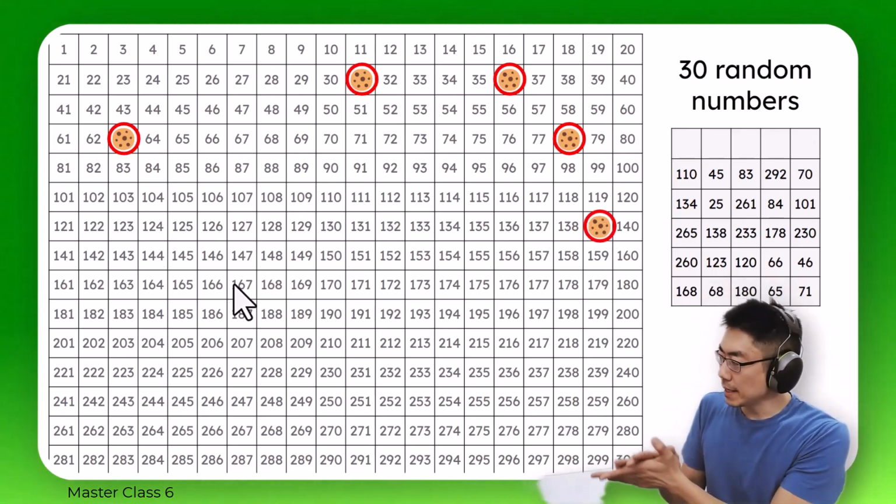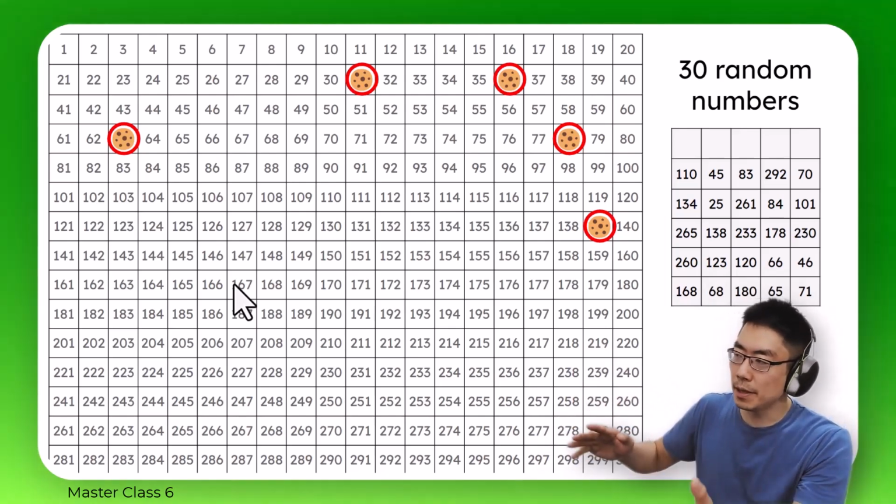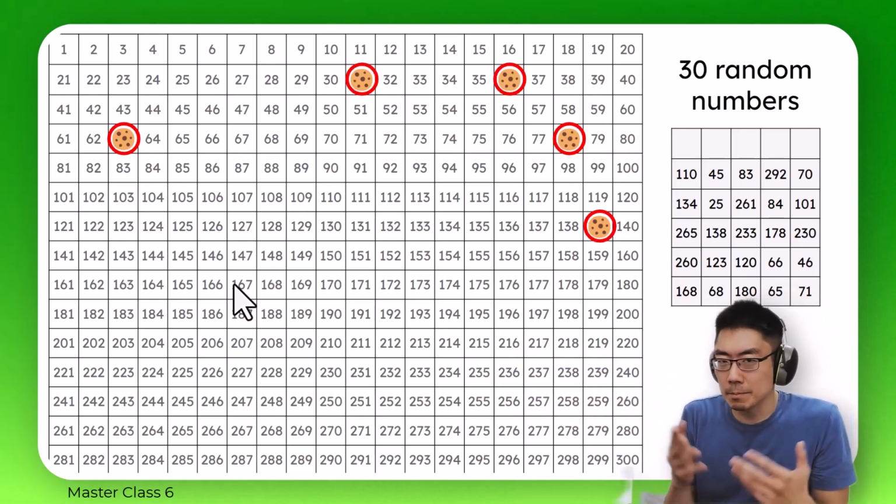Now, this is a single simulation with 30 random numbers, and you might be thinking this isn't actually evenly distributed, and that's because random is random.